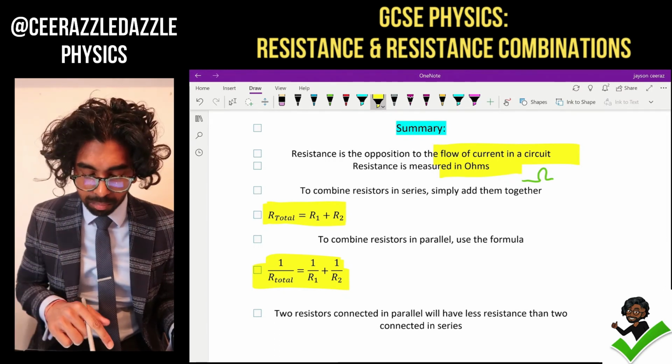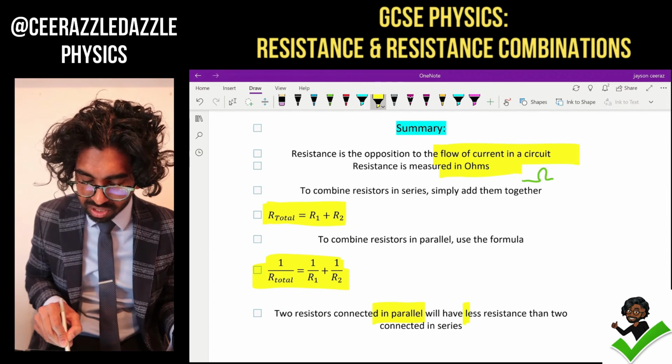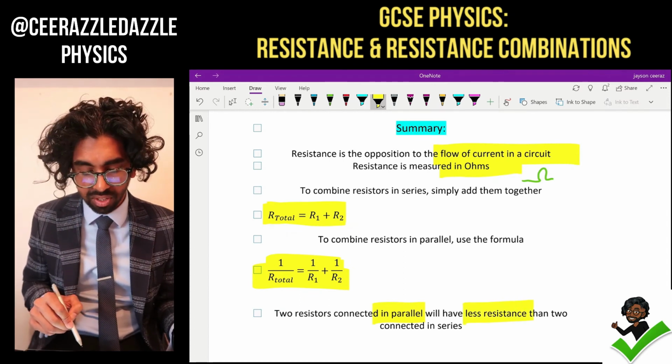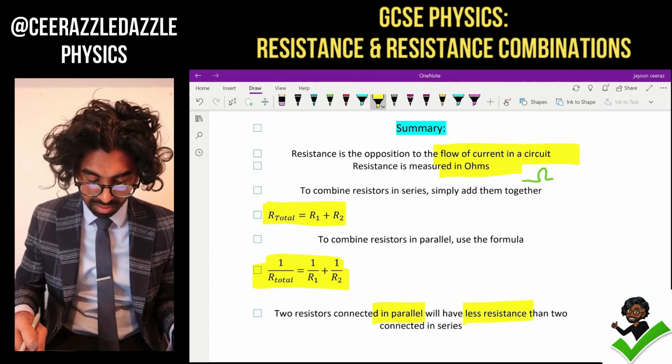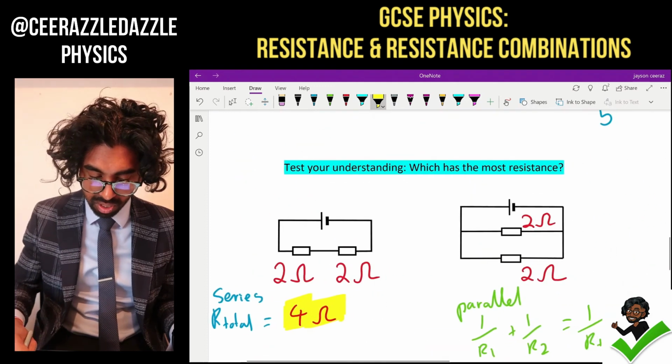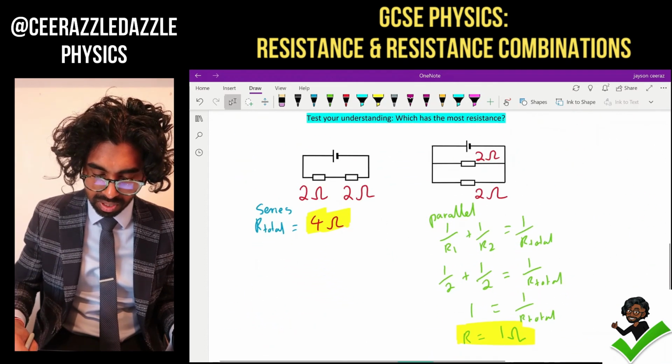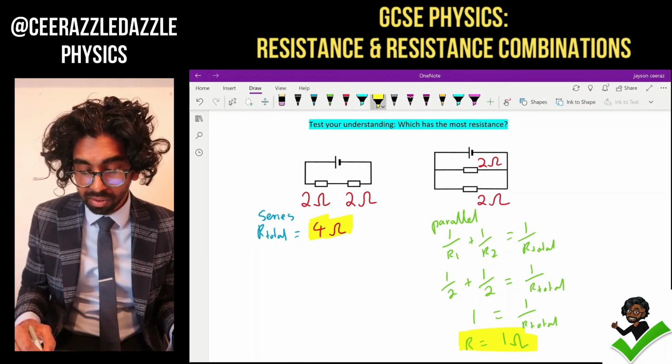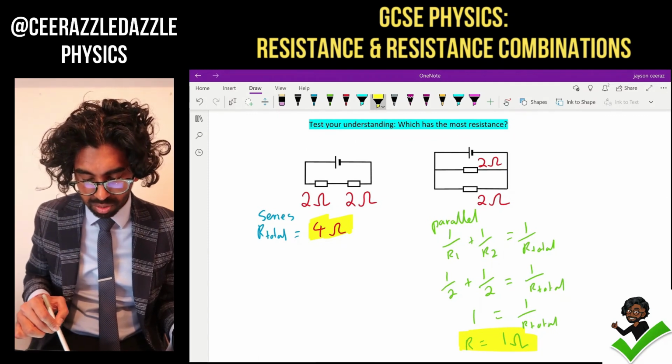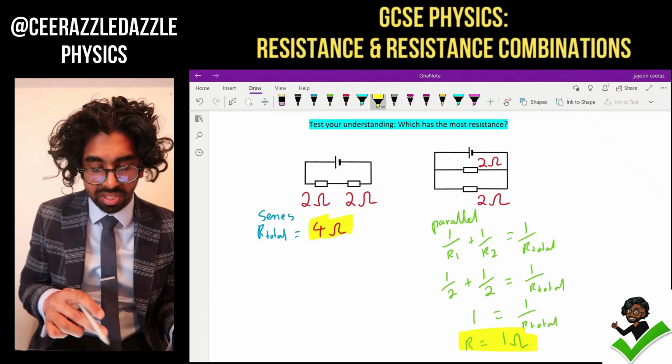2 resistors connected in parallel will have less resistance than 2 connected in series. Make sure we understand that. The last point, have a look. When I put them into parallel, I'm getting less resistance, 1 ohm, compared to when I put them into series.